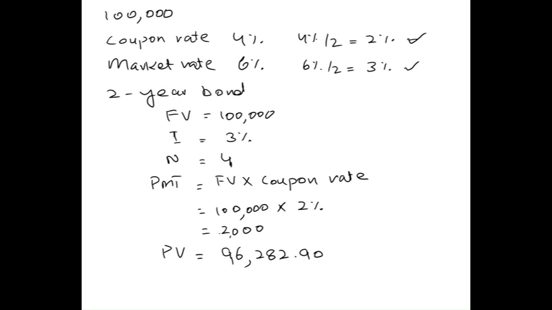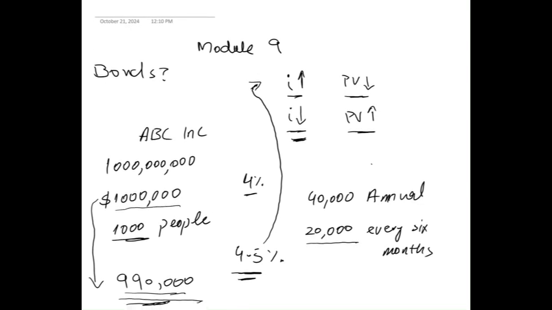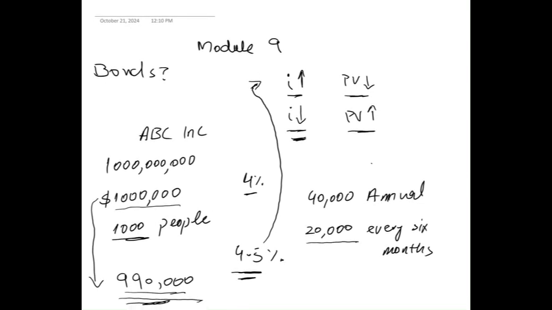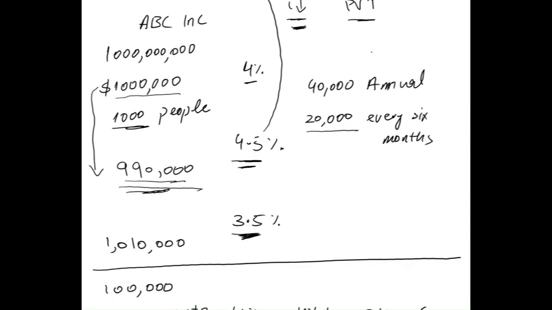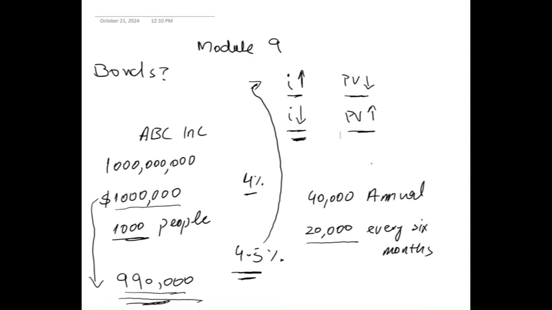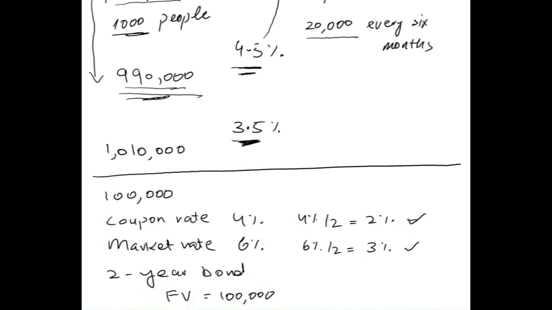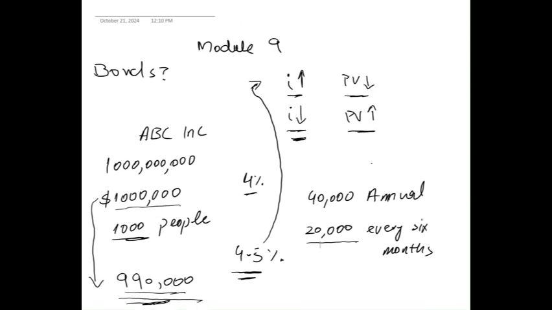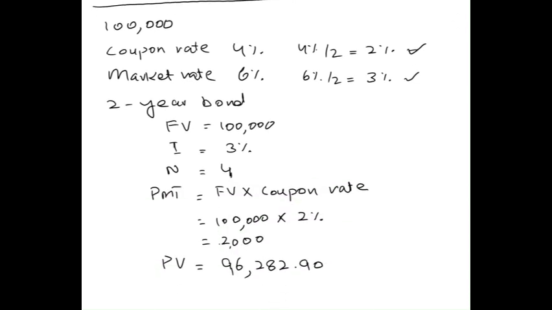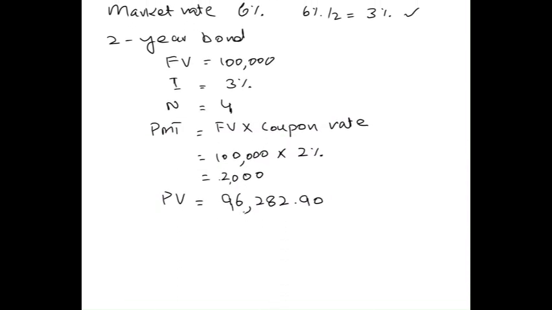So if we look above, we see the bond is being issued at 100K, and its coupon rate, the rate that the issuer is issuing the bond at, is lower than the market rate. So when the interest rate of the market, which in our case is 6%, is higher than the coupon rate, which was 4%, the present value will be lower. That means the bond will be sold at a discount, which is the case here. We see the bond is being sold at less than 100K.